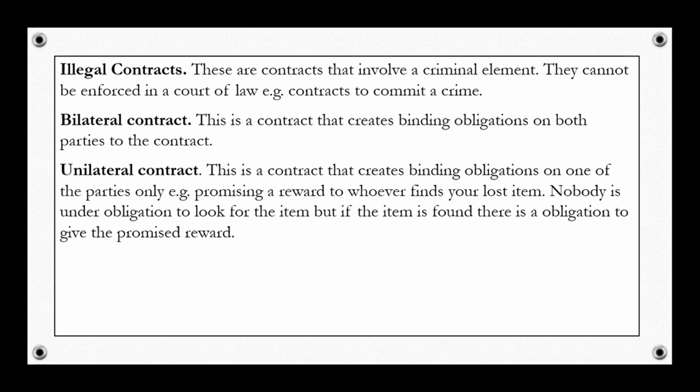For example, promising a reward to whoever finds your lost item. So nobody is under the obligation to look for that item. But if the item is found, there is an obligation to give the promised reward. So that is a unilateral contract. So it creates binding obligations on only one party. So those are the types of a contract.